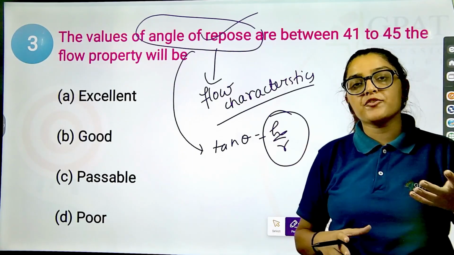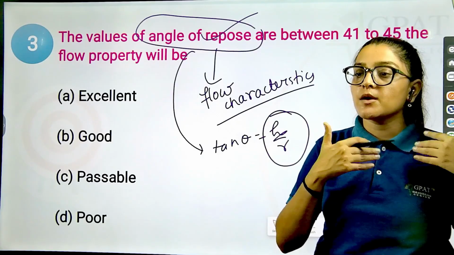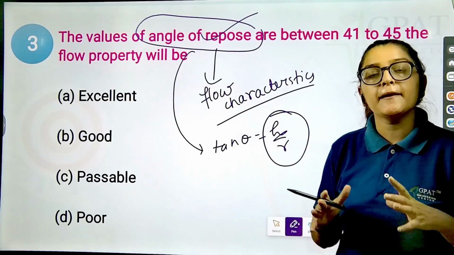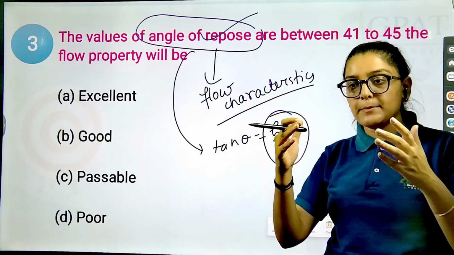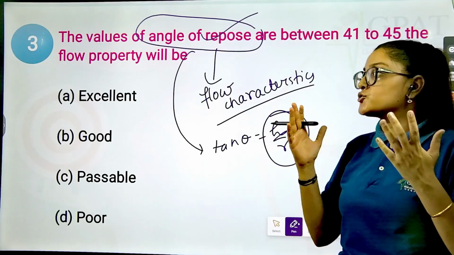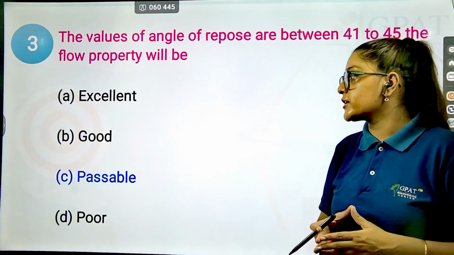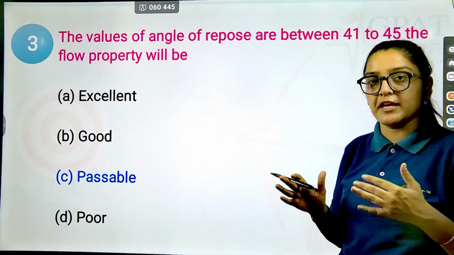Just the same as Carr's index, if the value keeps on increasing, then the flow becomes poor. The starting value in most books is around 20, and that is the excellent flow. So now you can see that it will be passable, then poor. Good and excellent are not in the options. We have 41 to 45, which is the passable range, and above that it will be very poor flow.